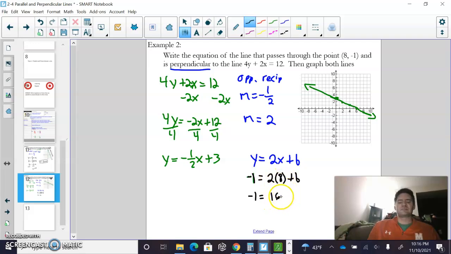So 8 times 2 is 16 plus b. We're going to subtract 16 on both sides. b is going to be equal to -17. Our line is going to be y equals 2x minus 17.